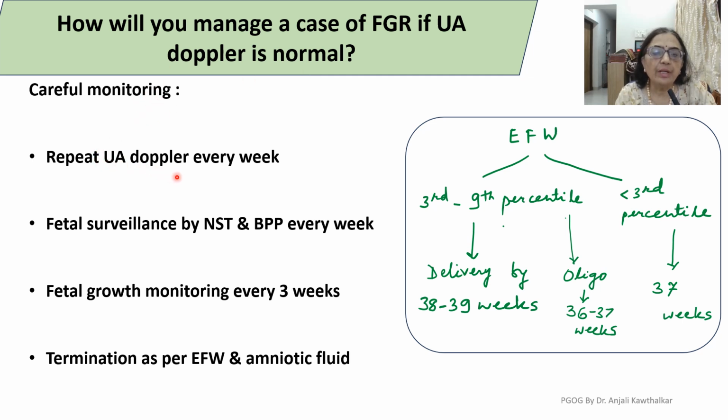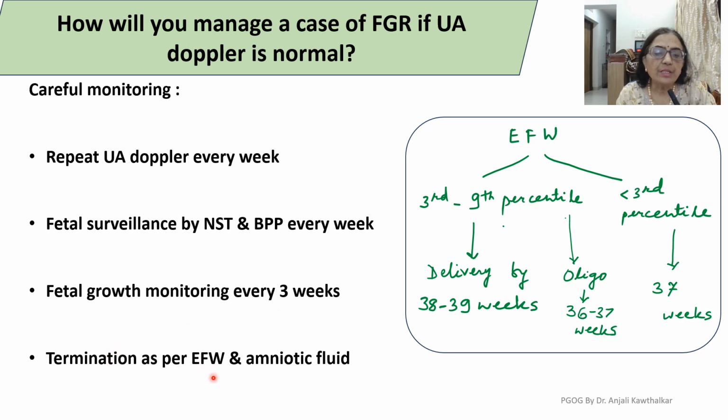We have to repeat umbilical artery Doppler every week. Fetal surveillance by non-stress test and biophysical profile also should be done on a weekly basis. Fetal growth monitoring is indicated every 3 weeks. This is important because if it is done earlier, it is not useful. It is inconclusive. That is why we need to do ultrasonography to see the interval growth. For that, we need at least a 3 weeks gap between the subsequent serial ultrasonographies.